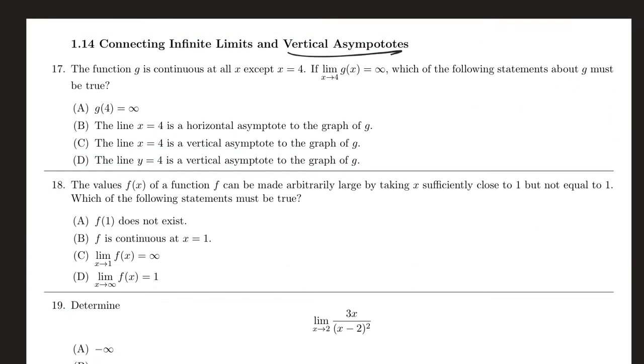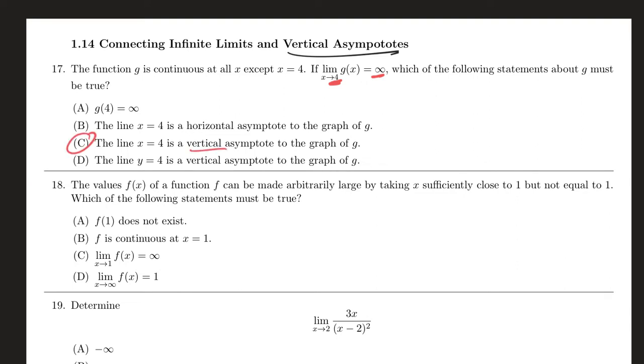Right, this one's all about vertical asymptotes. So the function g is continuous at all x except for 4. And then as we approach 4, our limit goes to infinity. If you go to the videos about infinite asymptotes, this is literally the definition of having a vertical asymptote. So the answer is C.